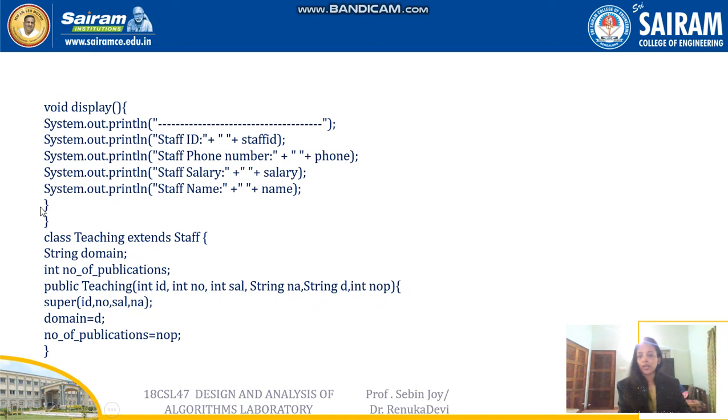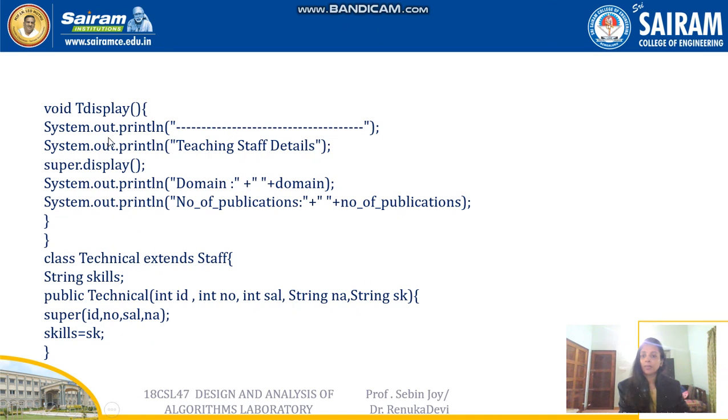will be extra here. Now what I'll do is I'm calling the super function, which calls the superclass by passing ID, number, salary and name, so that all these variables which are there in the superclass will be inherited here. Now D is assigned to the domain here, and number of publications will be assigned to number of publications here. Same here, we will be displaying all these things. These are the information which is to be displayed. Extra is what? Domain and publications.